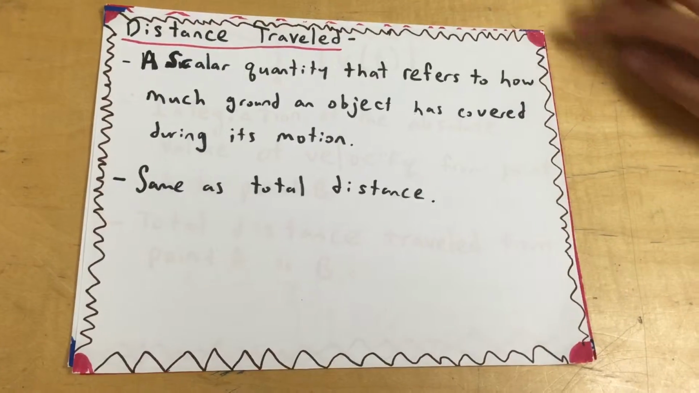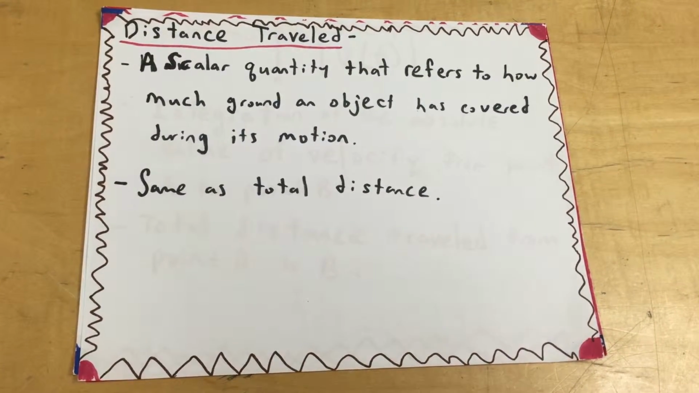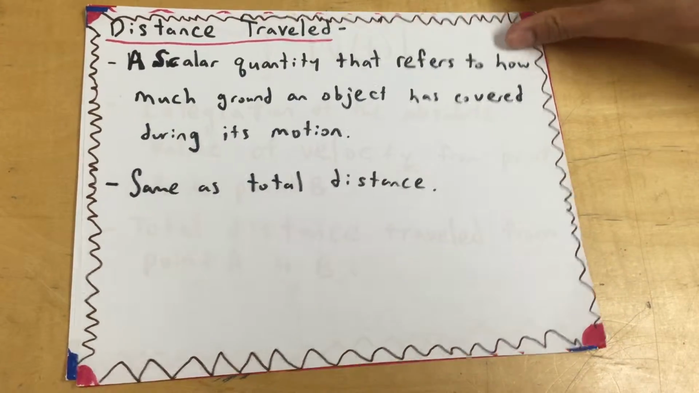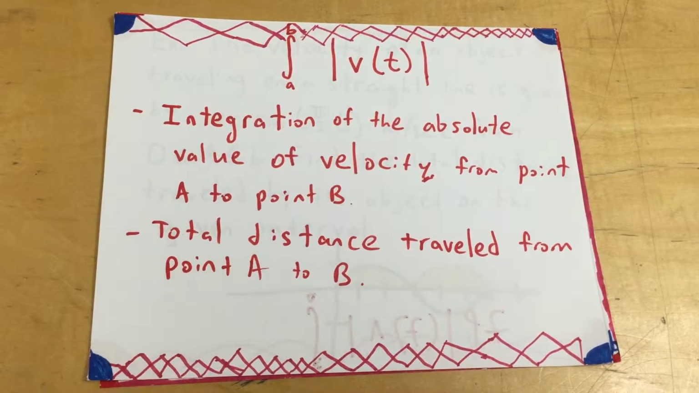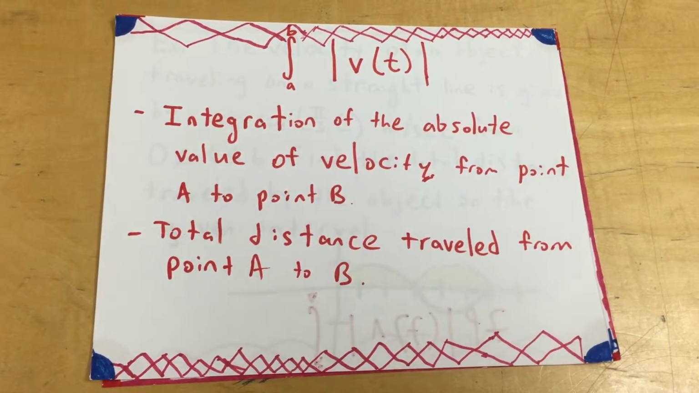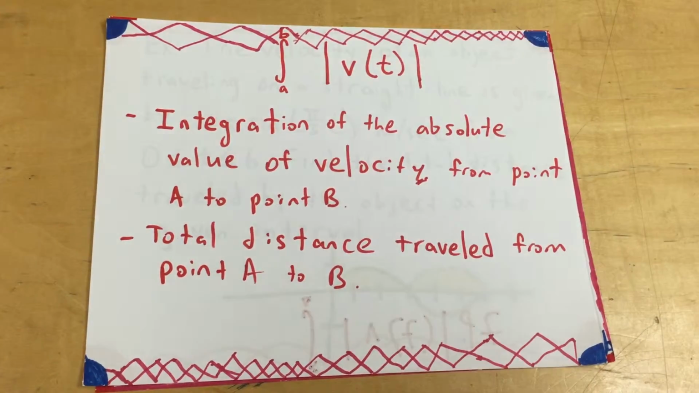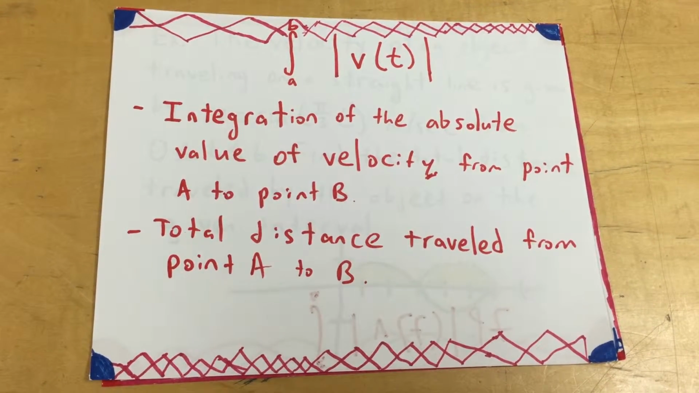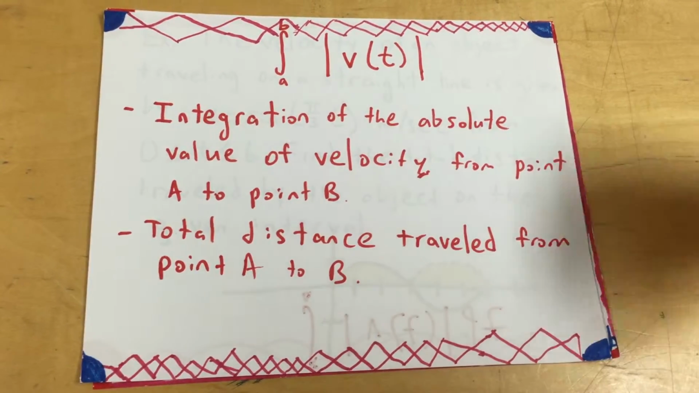Distance traveled is a scalar quantity that refers to how much ground an object has covered during its motion. Another phrase for distance traveled is total distance. The formula for it looks similar to the displacement formula, except we add an absolute value around the velocity function. So it would be the integral from a to b of the absolute value of the velocity function. And this is the total distance traveled from point A to point B.